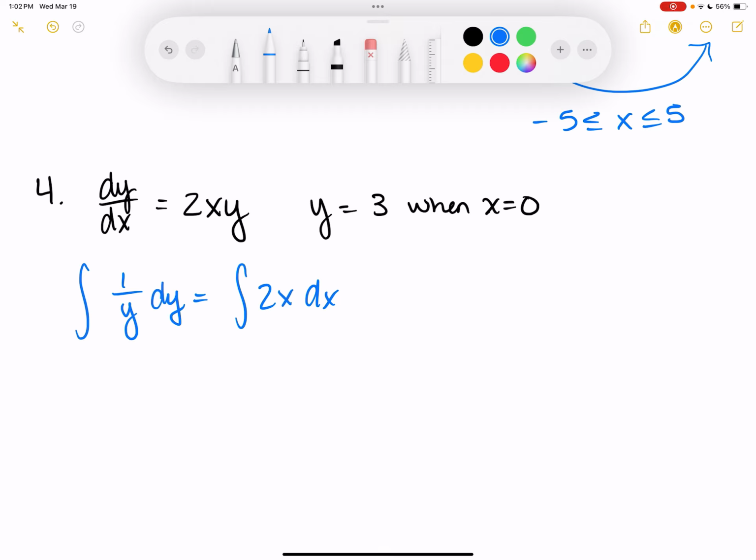What is the antiderivative of 1 over y? The ln of y. You just said it. At least we both knew. I was ready too. That was my time to shine. Oh gosh. x squared plus C.